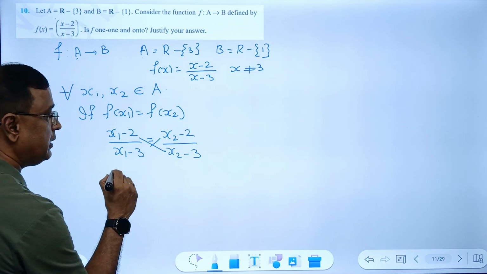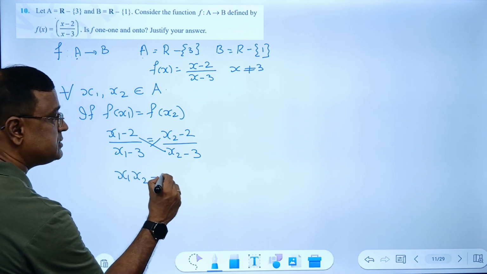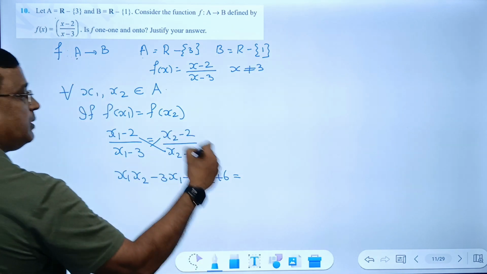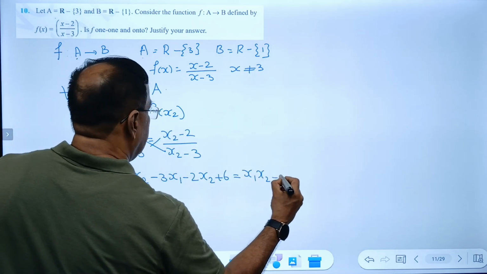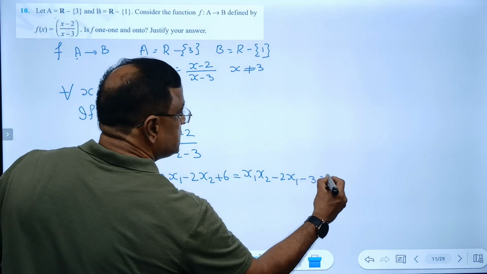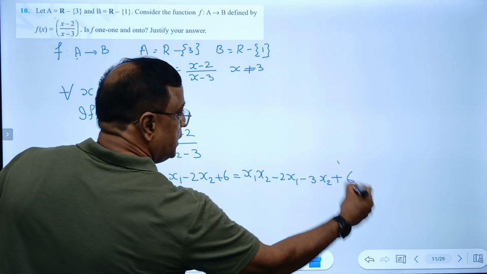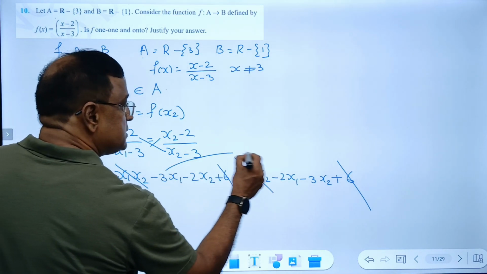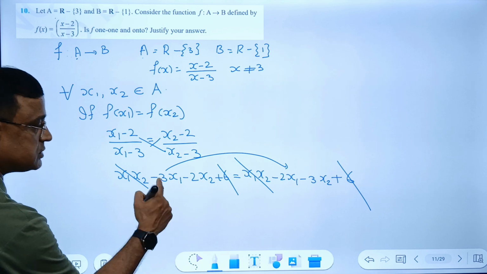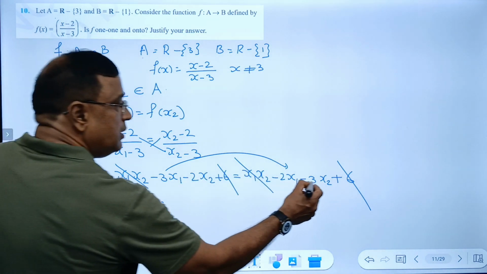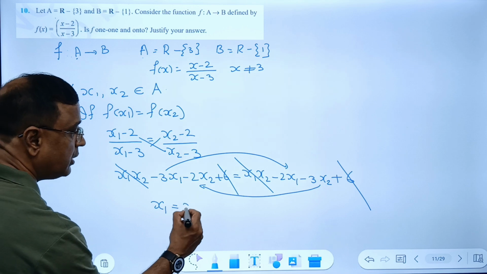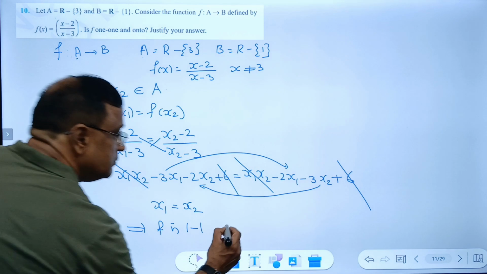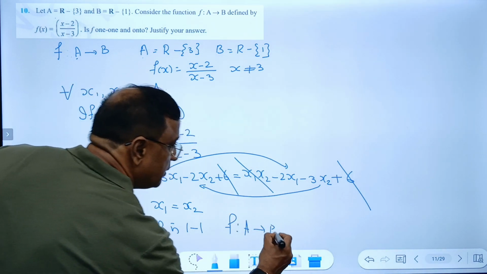Cross multiply, what do I get? x1x2 minus 3x1 minus 2x2 plus 6 equals x1x2 minus 2x1 minus 3x2 plus 6. The plus 6 and plus 6 cancel, and x1x2 gets cancelled. Now take this term to that side, it becomes x1, because 3x1 minus 2x1 will be x1. Bring this term to this side, what do you get? You get x2. This implies f is 1 to 1. f from A to B is 1 to 1.